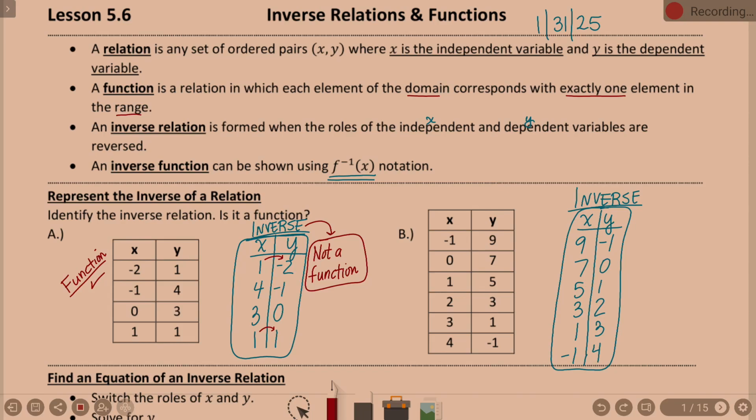The question is, officially, is the inverse a function? Let's just practice, the more practice the better here. Let's go with the original. Is this original relation a function? Does each x value pair with exactly one y value? Basically, is each x value different? It is, isn't it? So is this a function? It is.